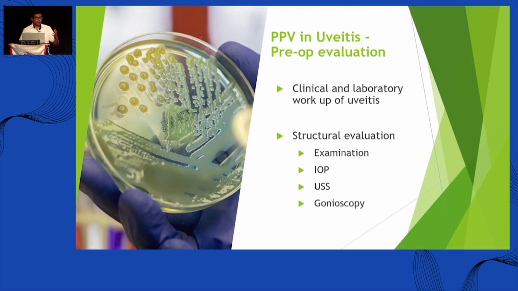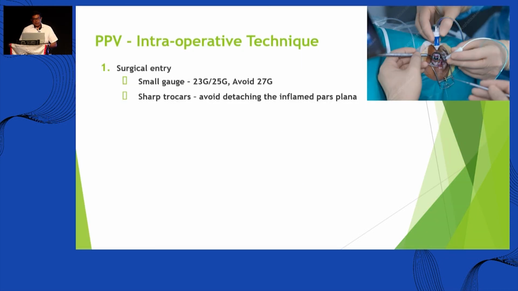If we look at our patients, you do the pre-op assessment. The uveitis specialist would be doing most of the time, but if you're planning for surgery, you need to do a thorough structural assessment, examination, IOP, ultrasound scan is probably mandatory, even if you have a clear vitreous. Sometimes more detail can be gathered with the ultrasound. Gonioscopy can be done because it will give you an idea of what will happen after the surgery as well.